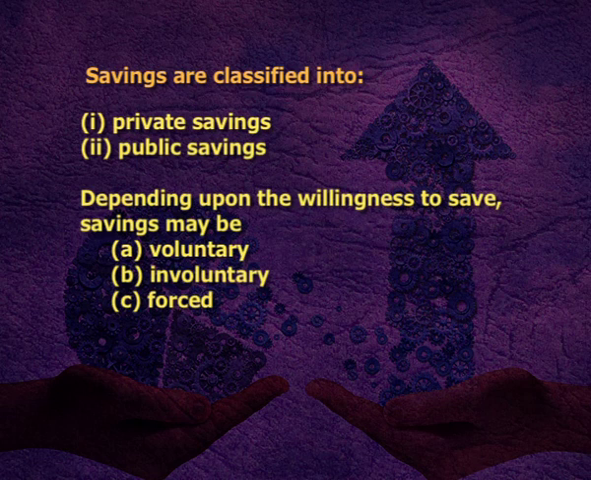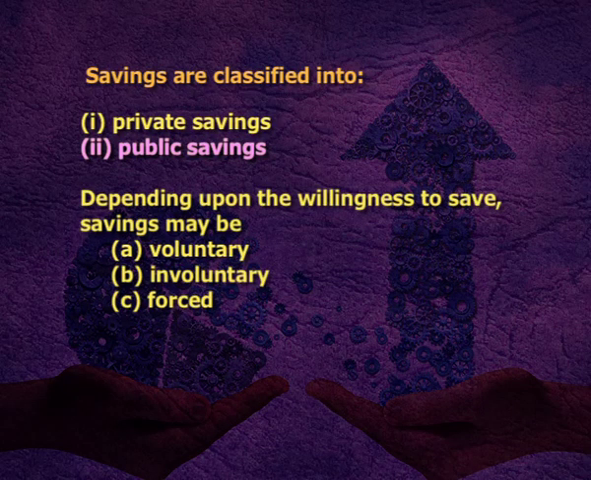From the point of view of the saving class, savings are classified into private savings and public savings. Depending upon the willingness to save, savings may be voluntary savings, involuntary savings and forced savings. Private savings are the savings of the private sector of the economy. Individuals save money from their disposable incomes by curtailing consumption, and private businesses save out of their profits. The public sector can save if it incurs lower expenditures than incomes on the revenue account, that is the current account of the budget. In other words, the public sector can save when governments run a surplus on the revenue account of the budget.